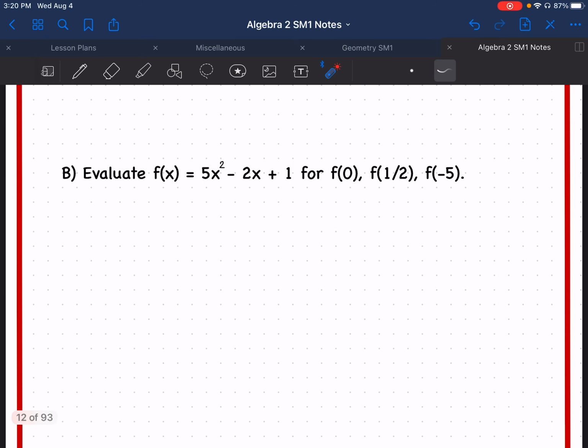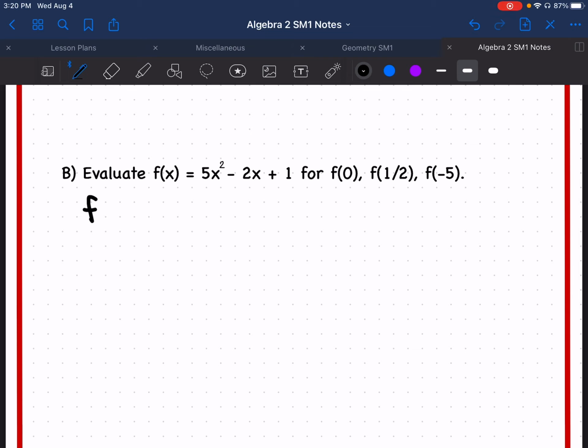And the reason I want to try this one is take a look at this guy right here. Okay, so same thing, evaluate f of x, and we're going to do 0, half, and negative 5. All right, here we go.